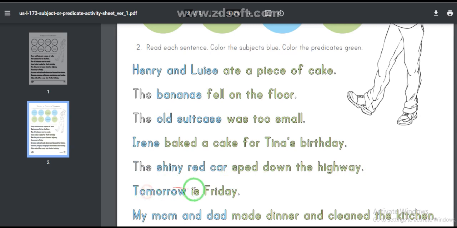Tomorrow is Friday. I'm talking about what? About tomorrow. So tomorrow is the subject, the naming part. Where's the predicate? The predicate is Friday.